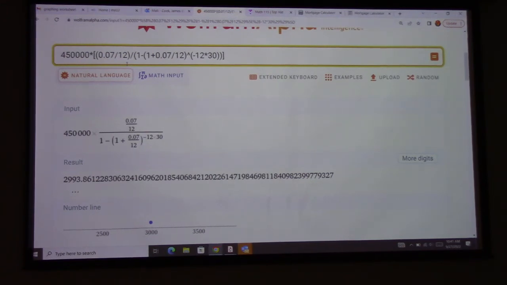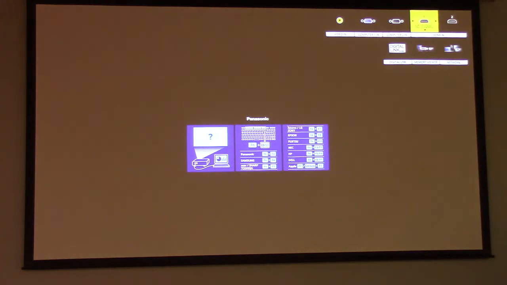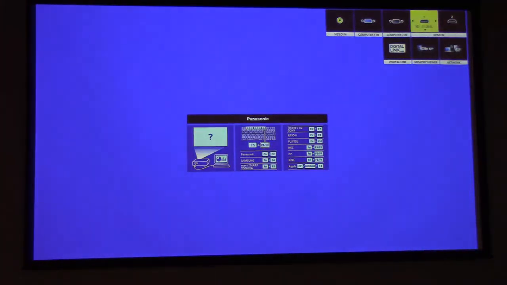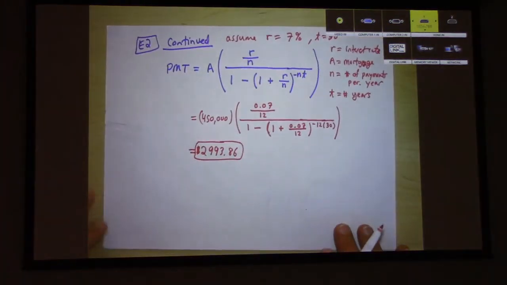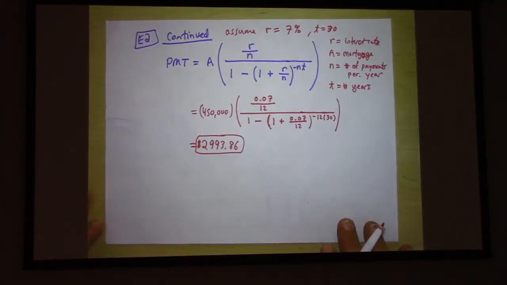So is that how much you have to pay? Is that your actual? So my next question to you guys is, come back to us. So we just worked that number out. It's almost $3,000. Okay. Now, would that be the actual amount that you have to pay each month if you bought this house?